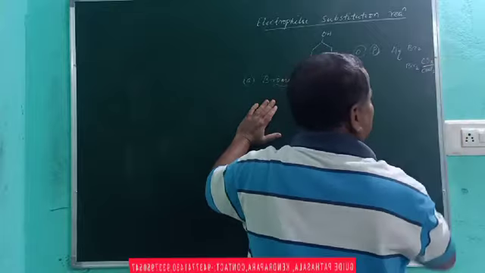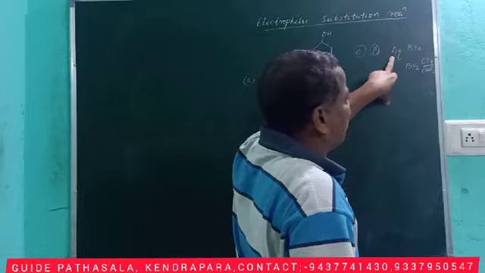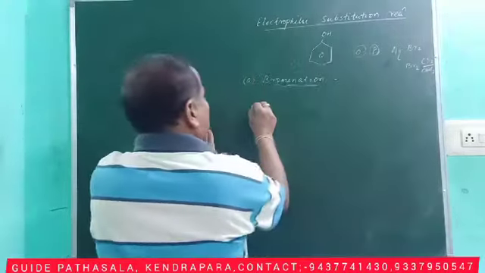When phenol reacts with aqueous bromine or an excess amount of bromine, then 2,4,6-tribromophenol is formed.